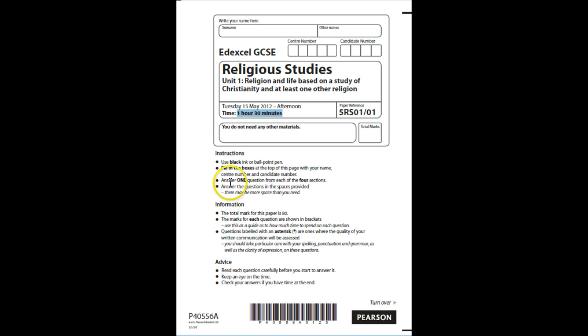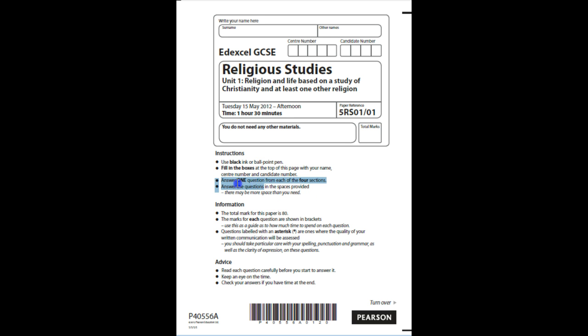The instructions on the front: use black ink. That's because this answer paper is going to be scanned into a computer and the examiner will be reading it on their computer screen, not actually touching your paper. You obviously have to complete that at the start of the exam, which the invigilators will tell you what to do. Now, these are the important instructions.